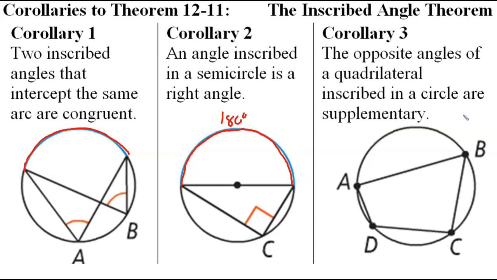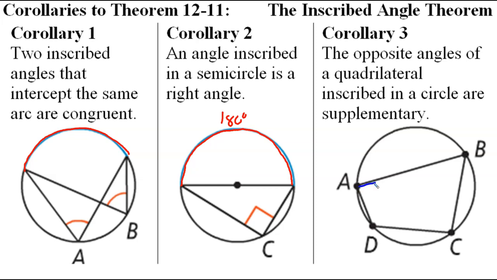Corollary 3, this one is maybe the tricky one to explain, but we'll talk about it. It says opposite angles of a quadrilateral inscribed in a circle are supplementary. So in other words, opposite angles like A and C or B and D will be supplementary. They'll add to 180. Why is that? Well, let's explain that quick.